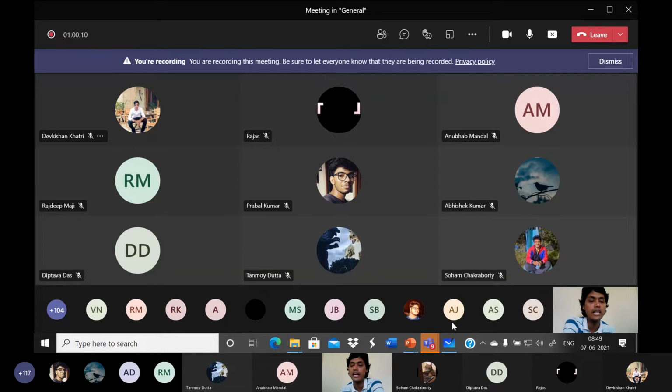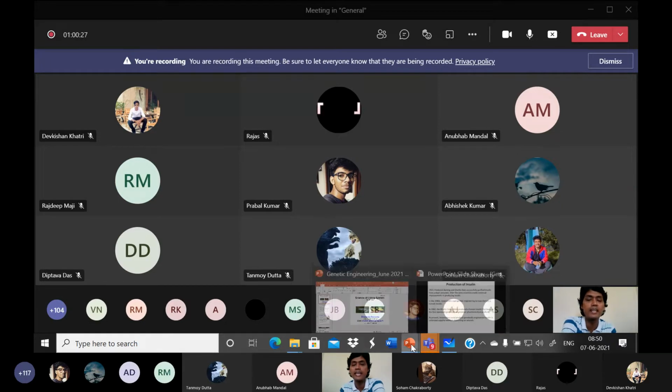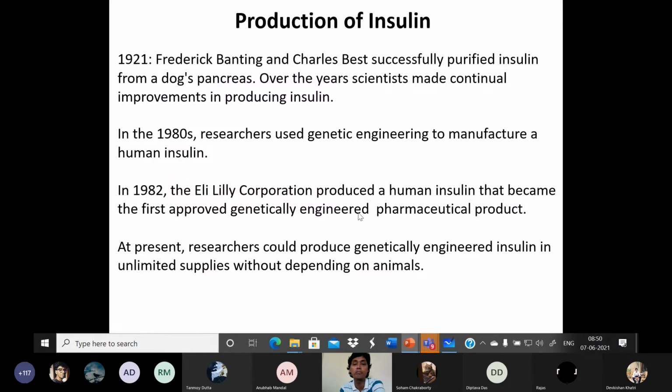So for the first time in 1980, scientists made insulin in the lab. And in 1982, one big pharmaceutical company, Eli Lilly, which many of you are aware of, made completely human insulin through a genetically engineered way. And at present, researchers can produce genetically engineered insulin in unlimited supply without depending on animals.